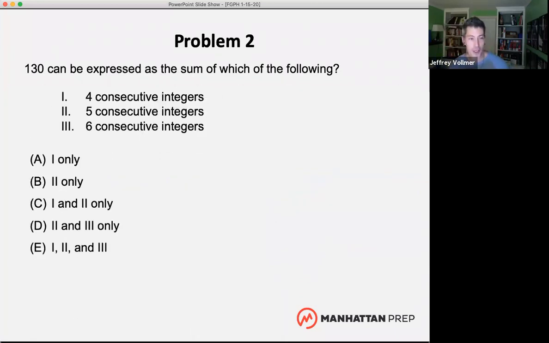All right, problem two. 130 can be expressed as the sum of which of the following? I'm kind of interested in knowing how people proceeded through this. Did we try to find four consecutive integers that added up to 130 and five consecutive integers that added up to 130 and six consecutive integers? Was anyone able to find like four specific consecutive integers that add up to 130? I think you could just kind of brute force this one.